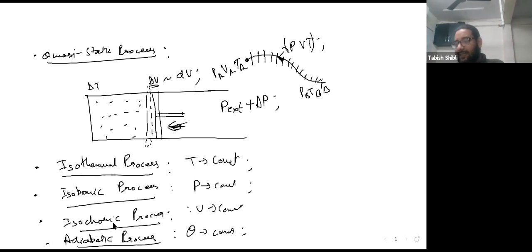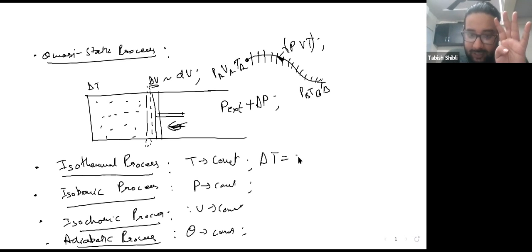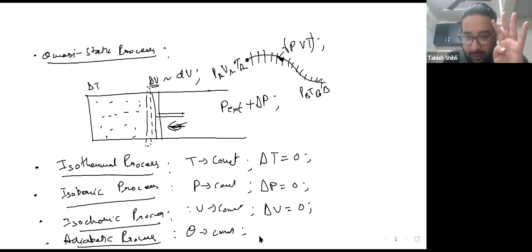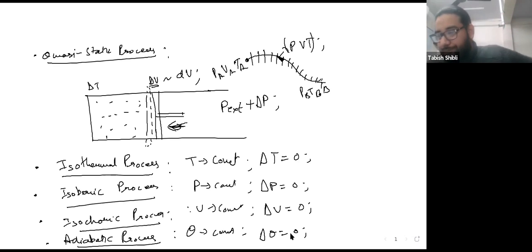Okay, so we can keep these four things as constant. So obviously in this case delta T will be 0, in this case delta P will be equal to 0, in this case delta V will be equal to 0, and here delta Q will be equal to 0. Now let's go ahead and try to analyze each of these processes, in the sense that if I have these processes, what does my first law say?